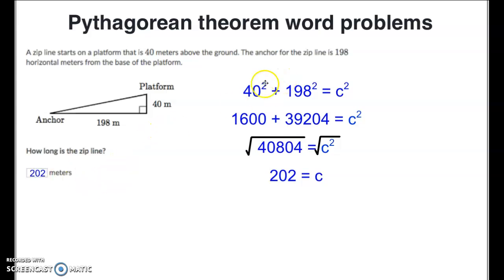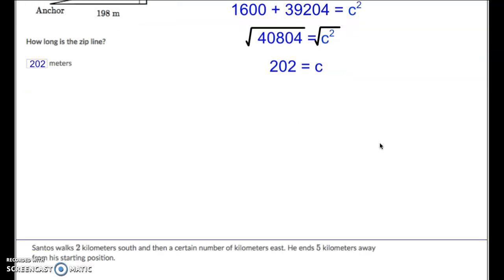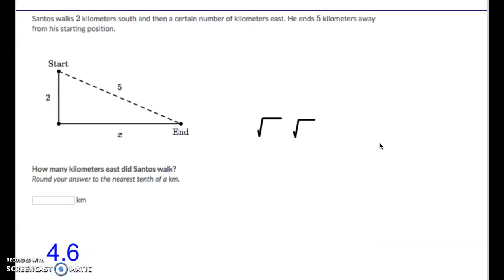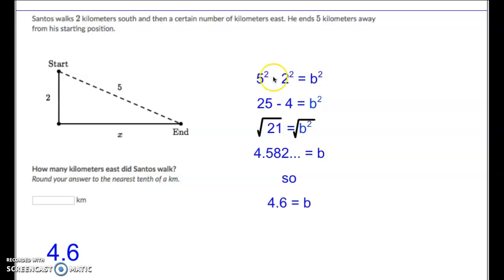Pretty simple. So if they give you the two smaller sides, again, A squared plus B squared equals C squared. If they don't give you the two smaller sides, and instead they give you one of the larger sides, then it's not A squared plus B squared. Instead, that's right, it's C squared minus A squared. So we take our C side of 5 squared minus 2 squared, which will equal our B side squared.